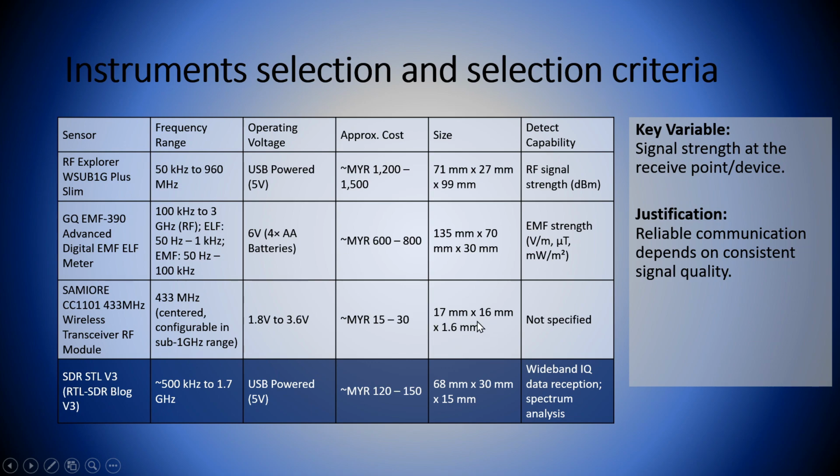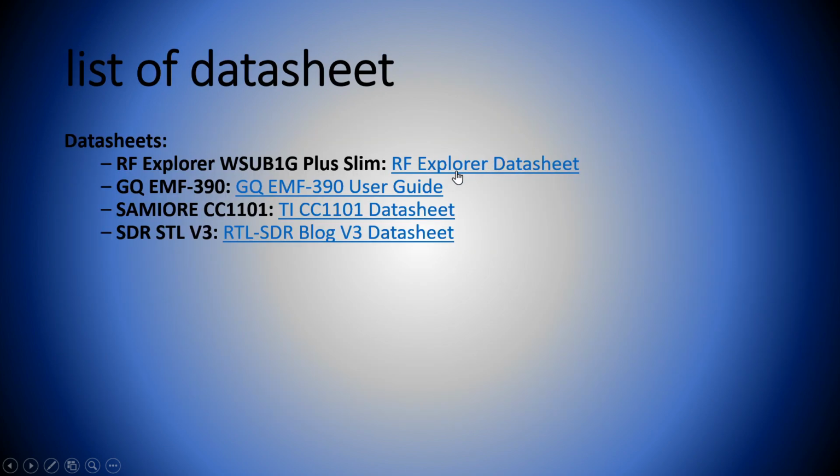It's the module that we use in our prototype, and it has more detection and a spectrum analyzer, using software to run and get the signal. Our key variable is the signal strength at the receive point or receive device, and what we want to justify is a reliable communications system, with consistent signal quality that does not lose signal. Next, here are some data sheets.